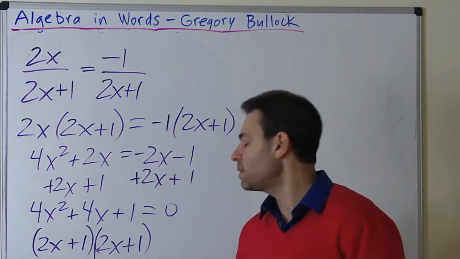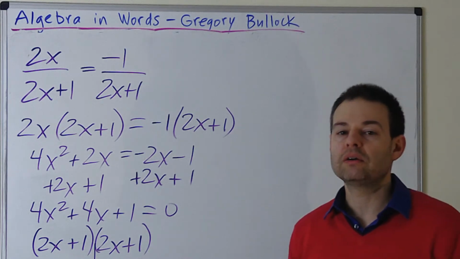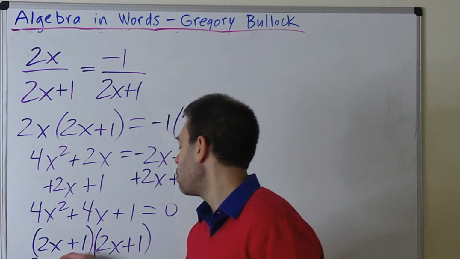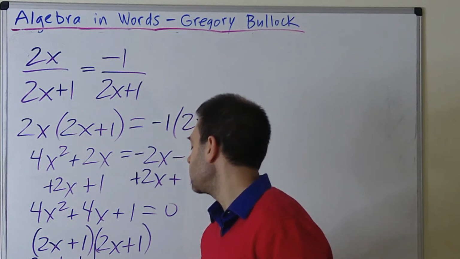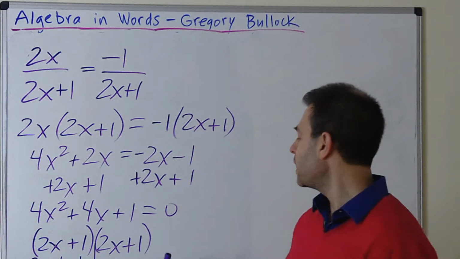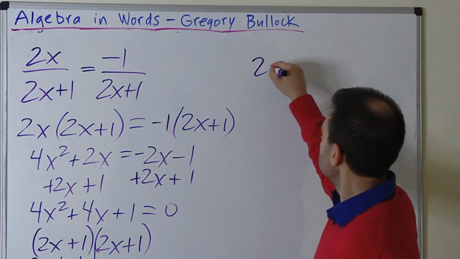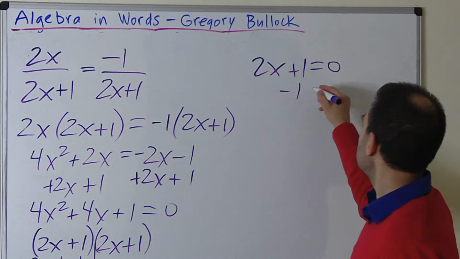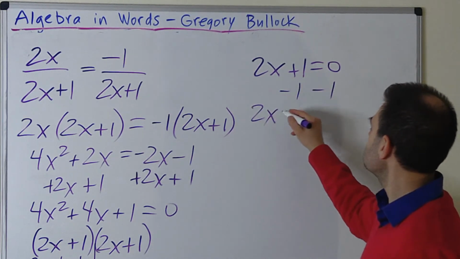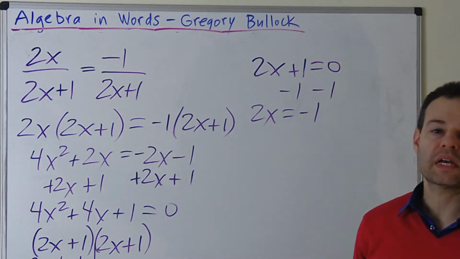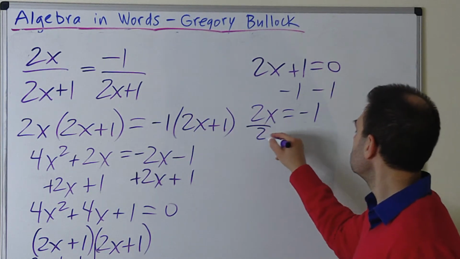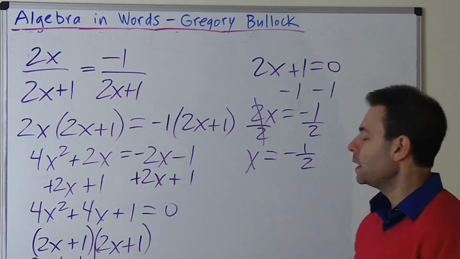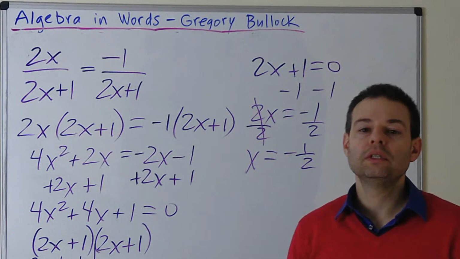And now let's set each factor equal to 0 and solve for x. So 2x plus 1 equals 0, minus 1, minus 1. And let me just bring this up here so we have more room. 2x equals negative 1. Divide both sides by the coefficient 2. And x appears to equal negative 1/2.